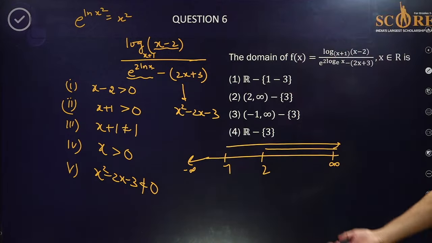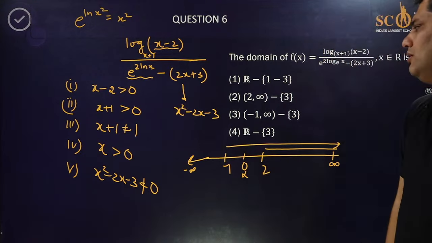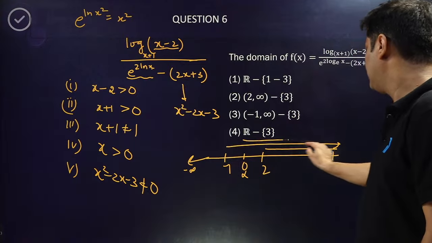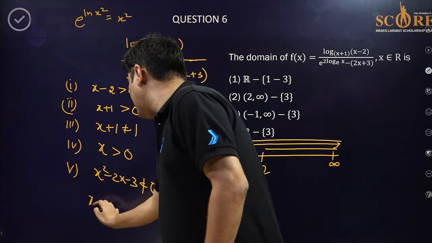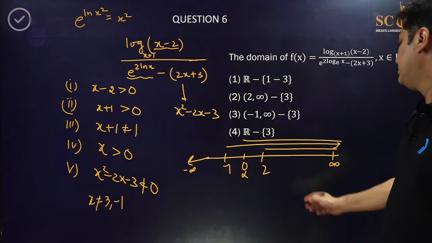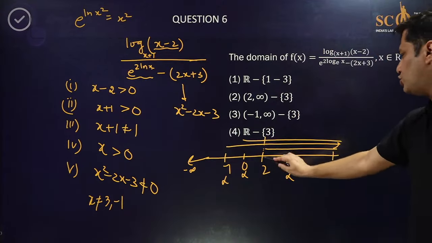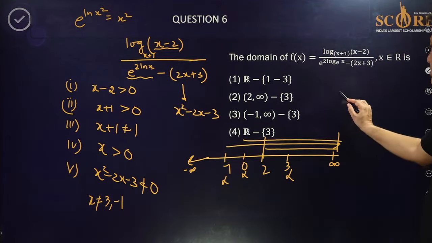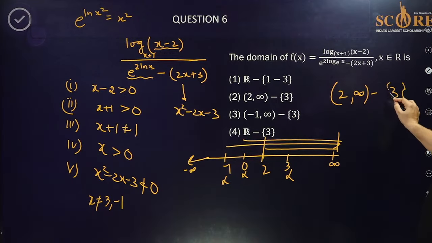Another is x cannot be 0. 0 is not possible. And last is x cannot be equal to 3 and minus 1. So 3 is not possible, minus 1 is not possible. The final answer is 2 to infinity, but 3 is not possible. So this is 2 to infinity, but except 3. Option 2.